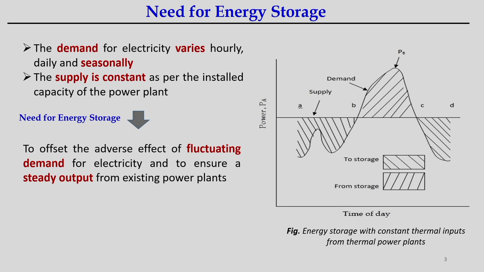So, if we look into this figure, this straight line represents the supply and this curve represents the demand. If we see AB, that means the area under the line AB, and then CD, these are the situations when demand is less but we have supply. And if we see BC, this part, the demand is high and supply is less. So, what we can do during the less demand period, for this region and this region, we can store energy, and then when there is a demand, we can provide the energy.